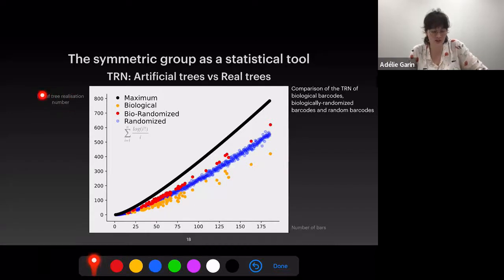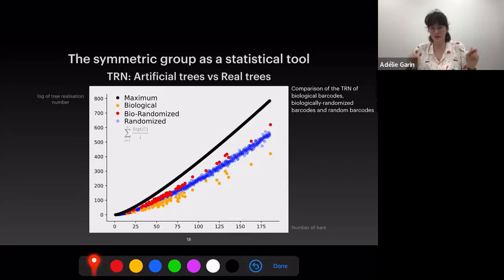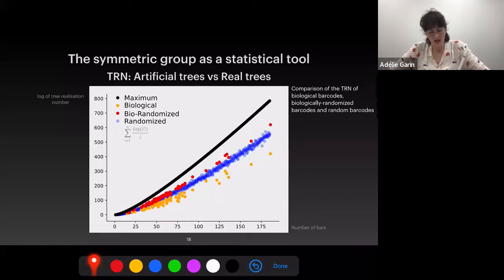Sorry, this is the log of the trivialization number against the number of bars. So in general, neurons tend to have a lower trivialization number, meaning they look more like an identity barcode than this Russian doll barcode, basically. And the maximal one here in black is just the log of n factorial. And we can compute the trivialization number of the uniform distribution.